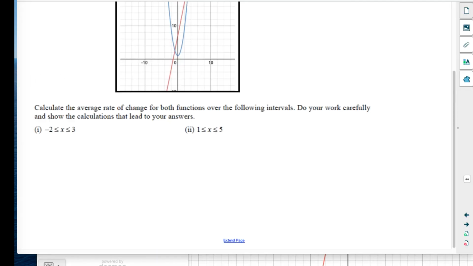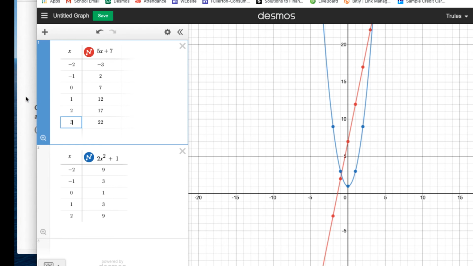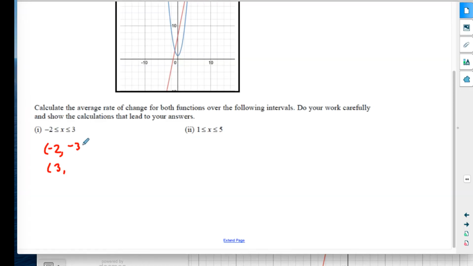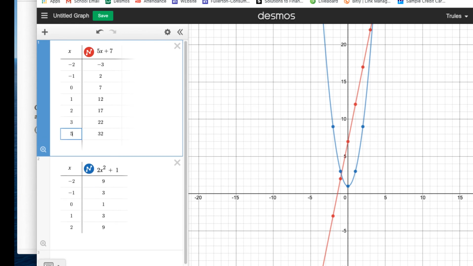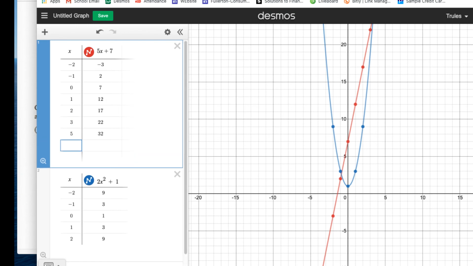So I'm just going to come down here, jot them down real quick. -2. Look at that. Mind of a sieve. Let's see, -2, -3. And 22. And while we're at it, let's get the 1 and the 5. So the 1 is 12 and the 5 is 32.